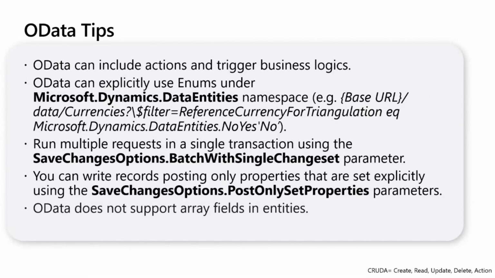You can also run multiple requests as a single transaction using the batching options. This is very useful and I use it a lot, especially with .NET coding, in scenarios where headers and lines are involved. For example, integrating sales orders and lines when you want to batch them together. You can also write records posting only properties that are explicitly used, to avoid deleting information you don't need to manipulate. OData also doesn't support arrays of fields in the entities.